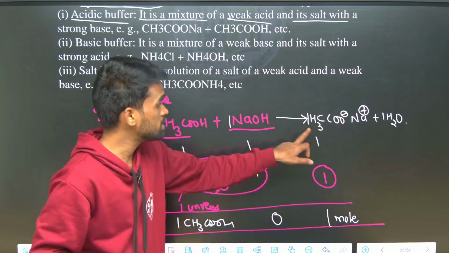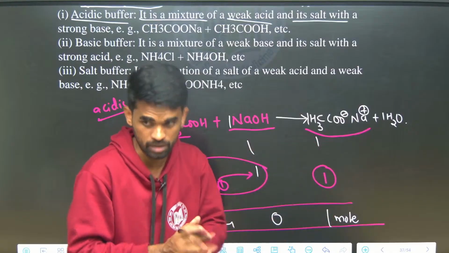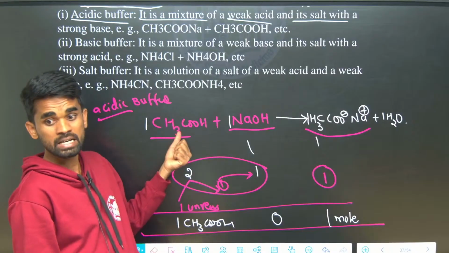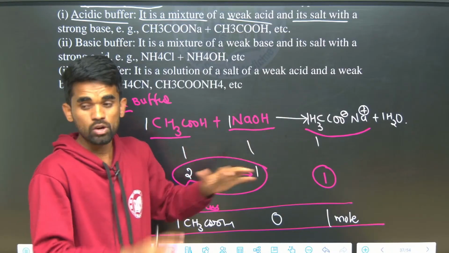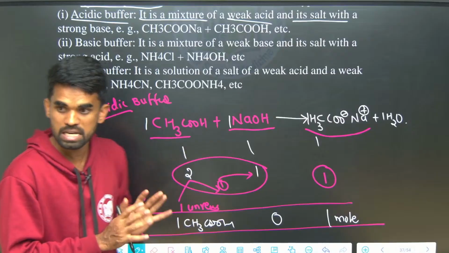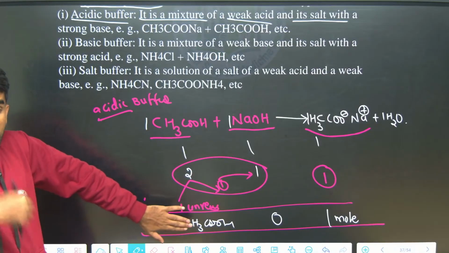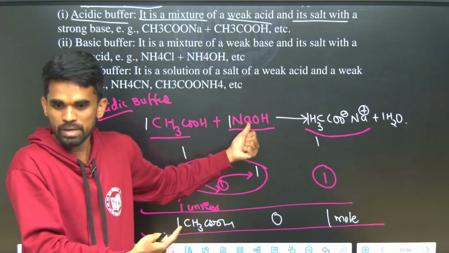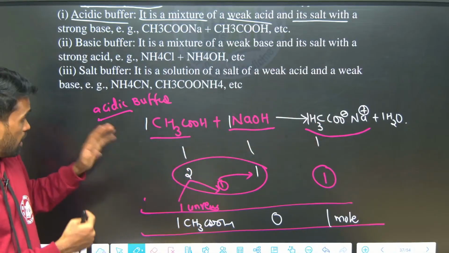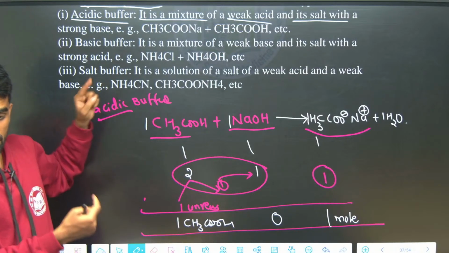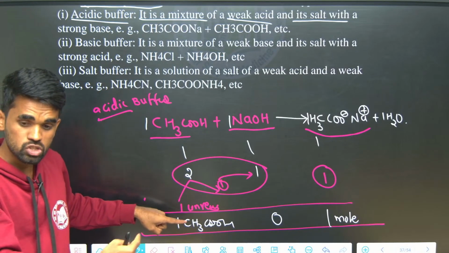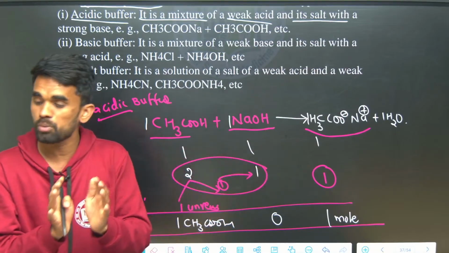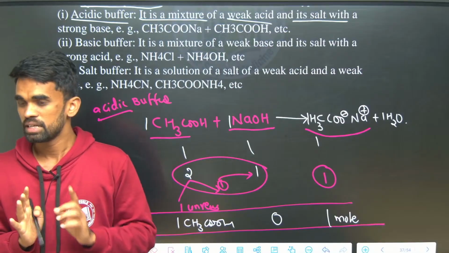Sodium acetate is the name of this salt. But how is it formed? This salt is a combination of the weak acid and a strong base. Now what do we have in the resultant solution? The weak acid and its salt with a strong base. Once again, an acidic buffer means a weak acid plus its salt with a strong base. That composition is considered an acidic buffer. Is this clear or not?